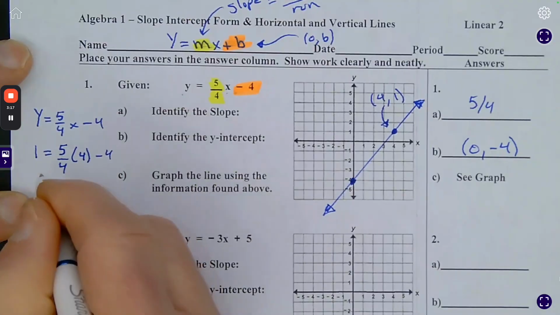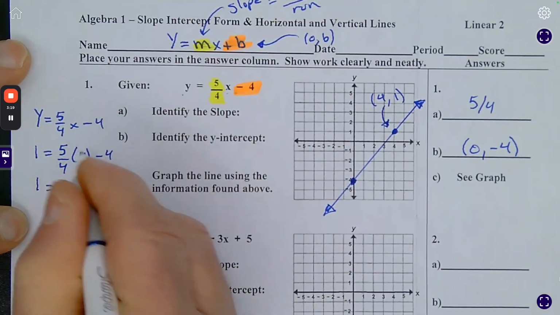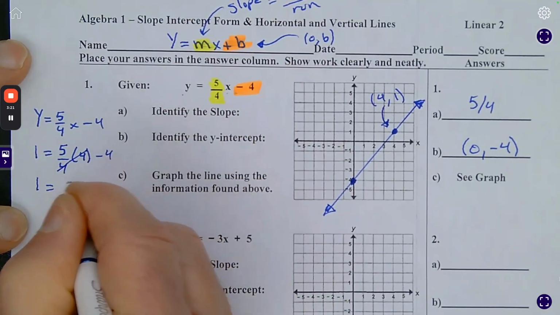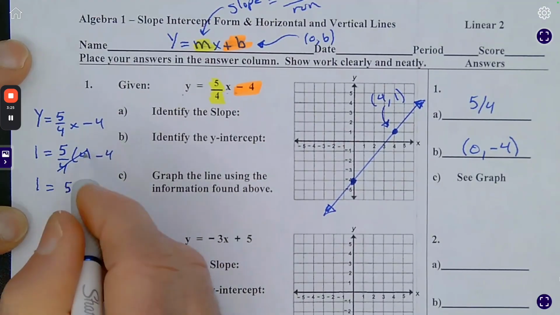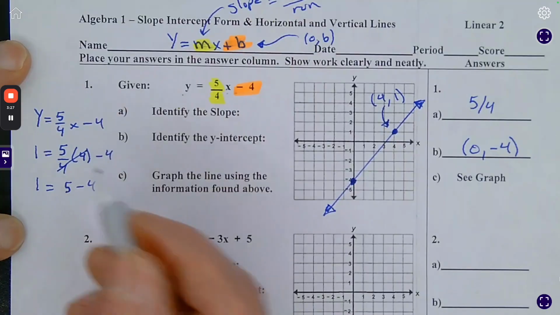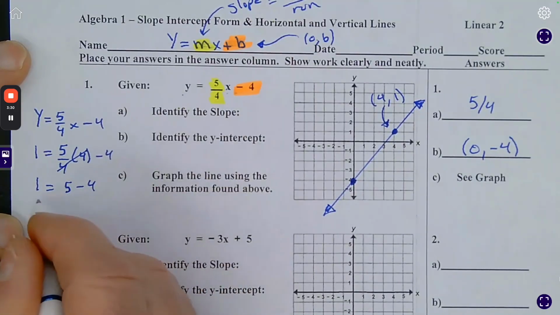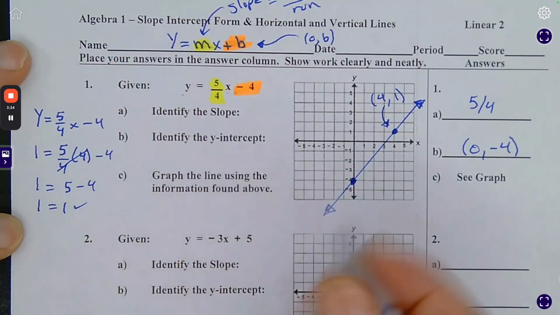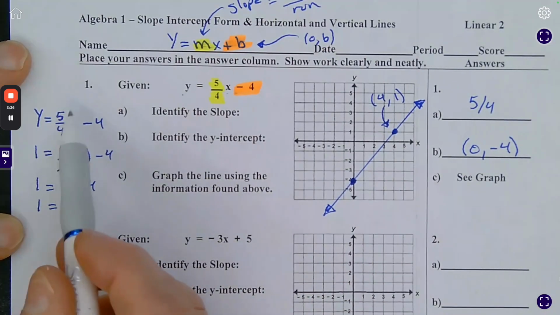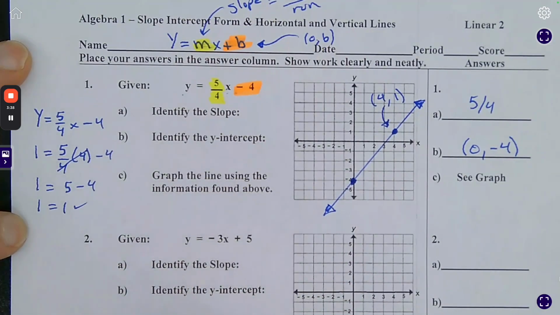Let's simplify the right-hand side. If I put that in my calculator, the 4's will cancel out, and I have 5 minus 4, because multiplying by 4 and dividing by 4 are inverse operations. That's why it's nice to know what inverse operations are. 5 minus 4 is 1. Look at that, it worked. Every ordered pair on that line, when I substitute it in, will make both sides equal. That's why we graph. They are the solutions. All right, let's do number 2.